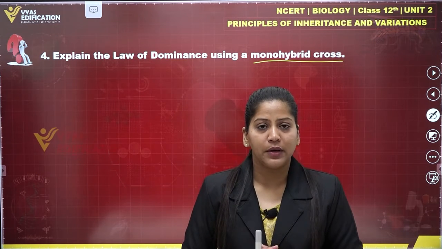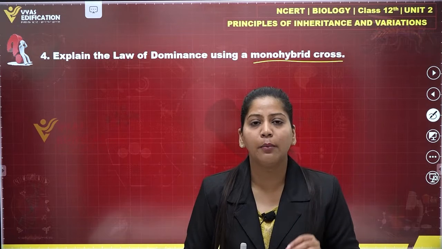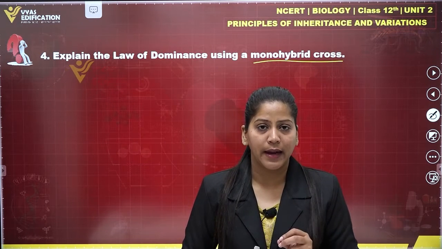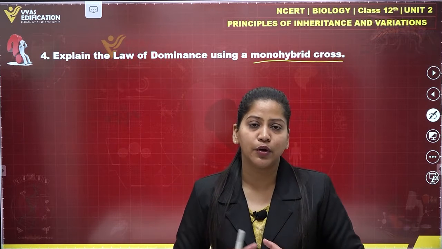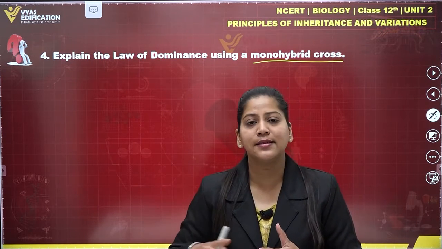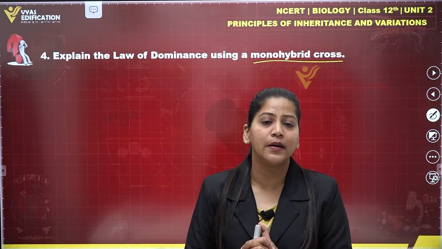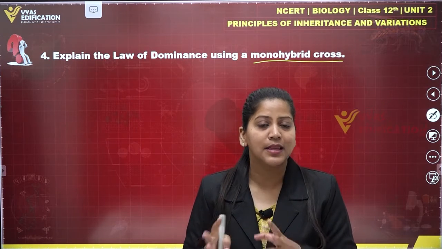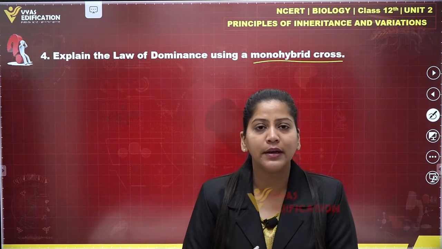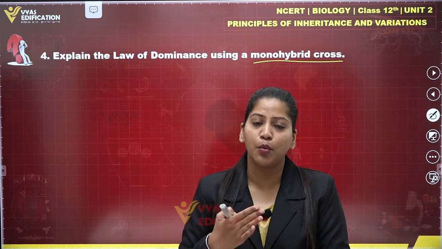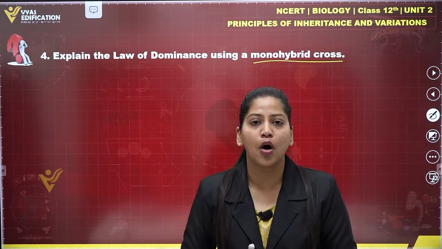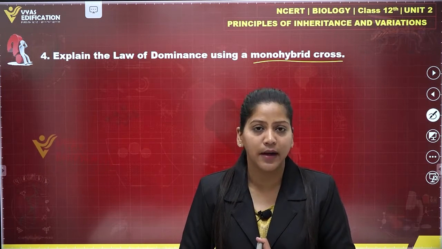So law of dominance states that a dominant allele of a character, in a monohybrid cross expresses itself and suppresses the expression of another recessive allele. This is law of dominance. Law of dominance states that a dominant allele expresses itself in a monohybrid cross, whereas it suppresses the expression of another allele, that is recessive allele.